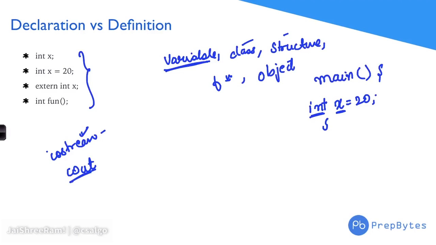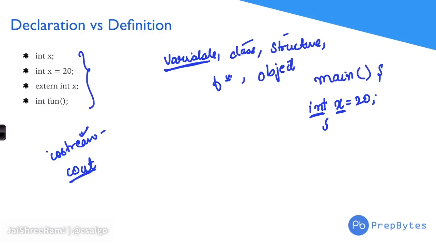So again, declaring is just about informing the compiler. In the previous case, if you remove this and you just do x equal to 20, you will get a compilation error, but right now you won't get any error. So now we have informed the compiler that x exists.